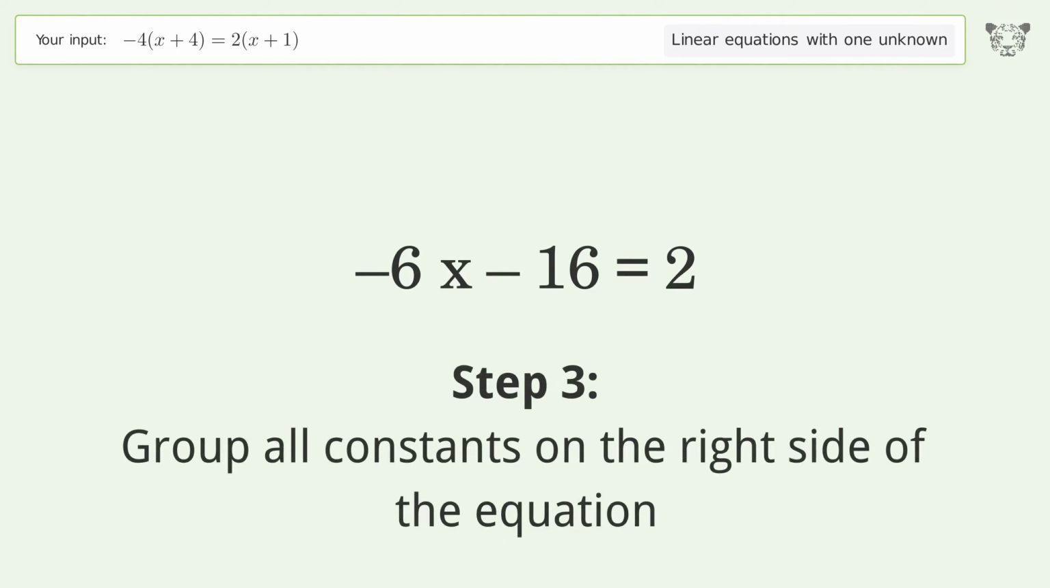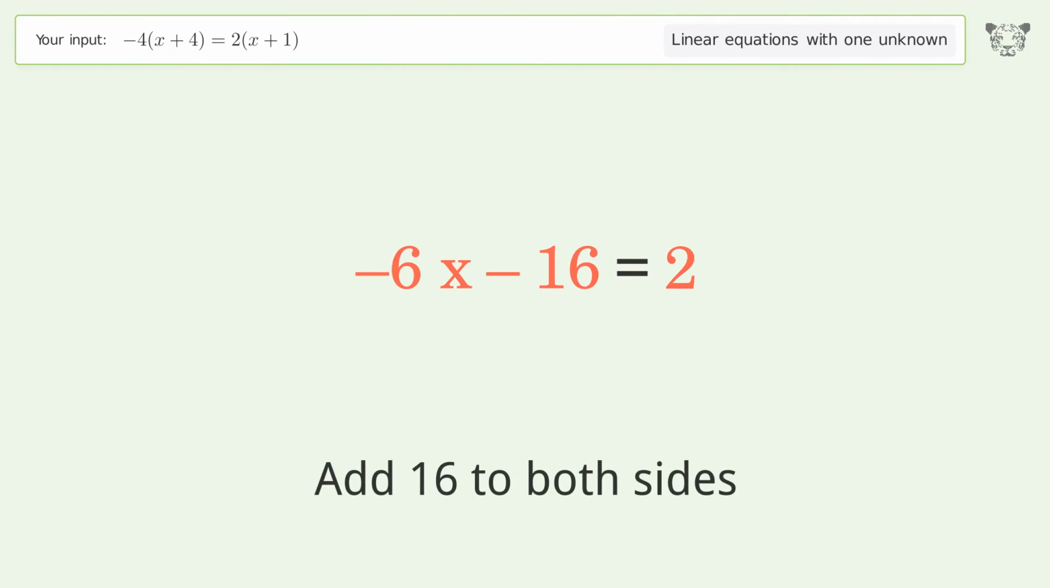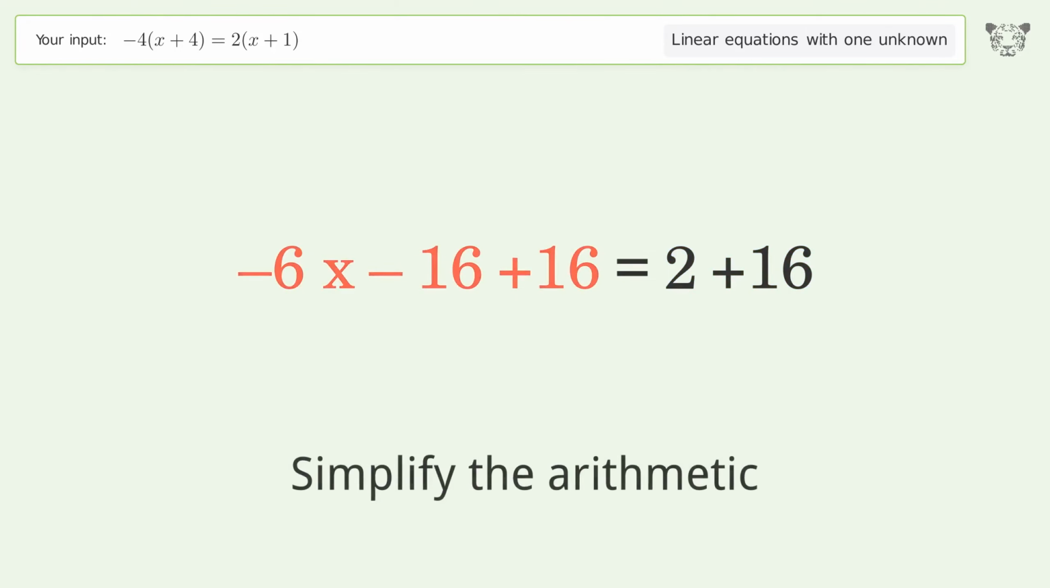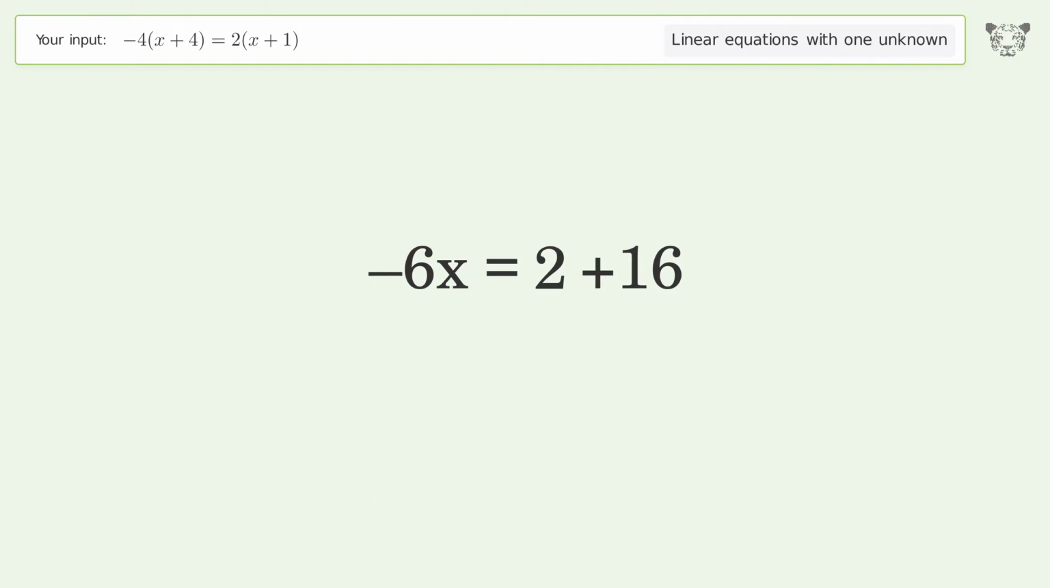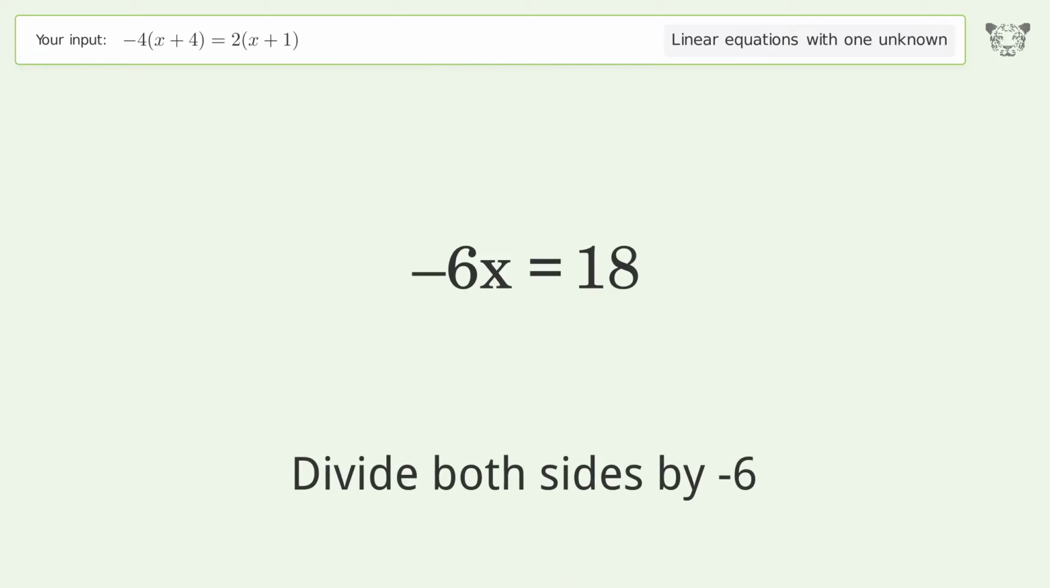Group all constants on the right side of the equation. Add 16 to both sides. Simplify the arithmetic. Isolate the x. Divide both sides by -6.